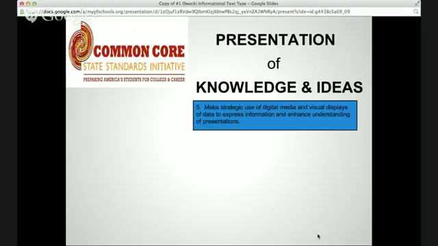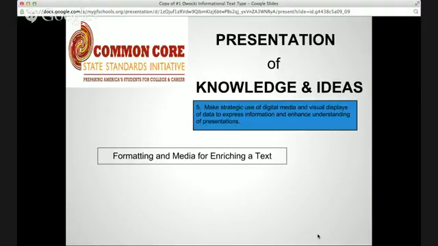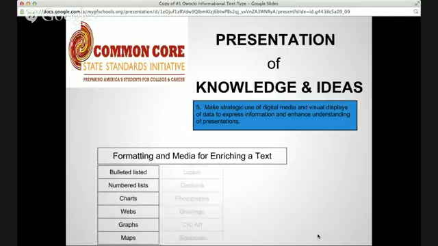So this is the one actually that ties back into the speaking and listening, the presentation section of speaking and listening Common Core strategy skills. And so it refers to anchor number 5, which is to make strategic use of digital media and visual displays of data to express information and to enhance understanding of presentations. This is big. And I'll be honest with you, I really did not know what this meant for a long time. But as Owaki will tell us, formatting and media is used to enrich a text, to help that reader to understand it. And these are our choices.